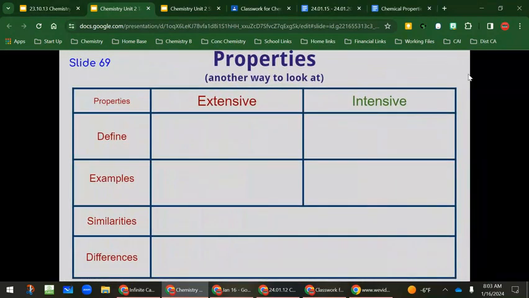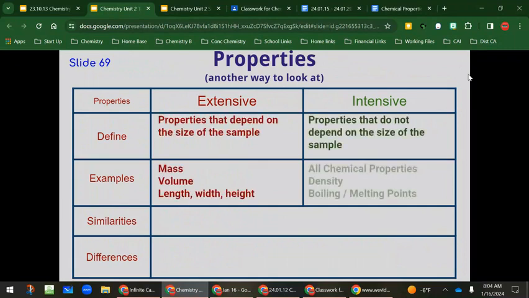I got it. So, here is another way of looking at properties, ladies and gentlemen. This is different from chemical and physical. This is called intensive and extensive. Okay? Extensive properties depend on the size of the sample. How much of the sample there is determines this property.